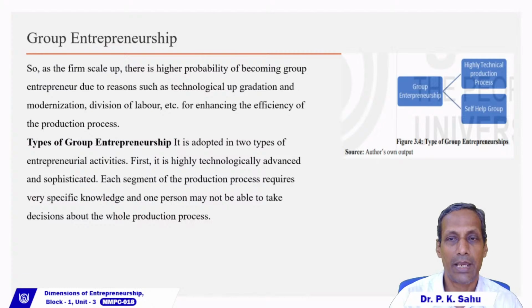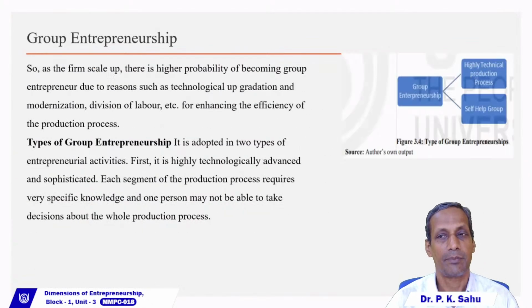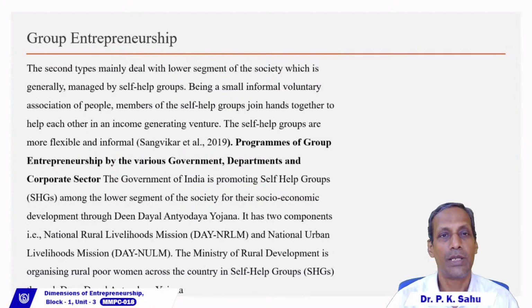So, if we take a look at the types of group entrepreneurship, there are basically two types. The first one is a highly technical production process. The second one is a self-help group. First, the first type of group entrepreneurship is highly technologically advanced and sophisticated. Each segment of the production process requires very specific knowledge, and one person may not be able to take decisions about the whole process.